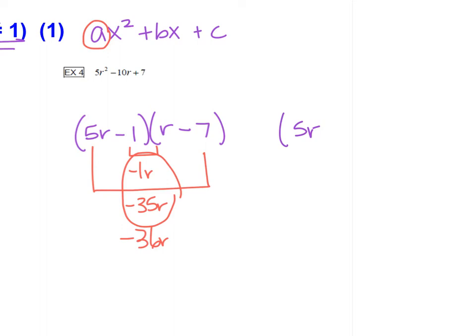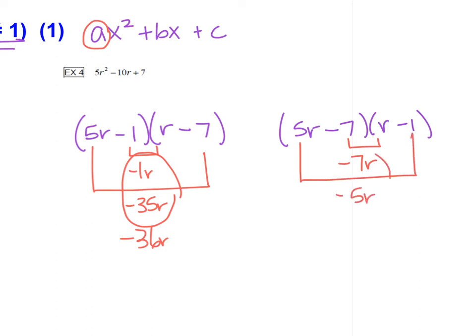If you have to try something else, first thing I do is I switch these two, because that will give us a different answer. So I'm going to say 5r minus 7, and then r minus 1. So now let me check the inside, gives us a negative 7r. The outside gives us a negative 5r. We're adding those together to get negative 12r, and that does not equal this negative 10r.